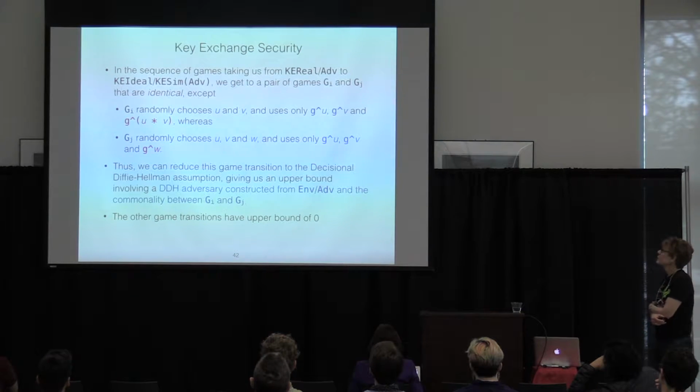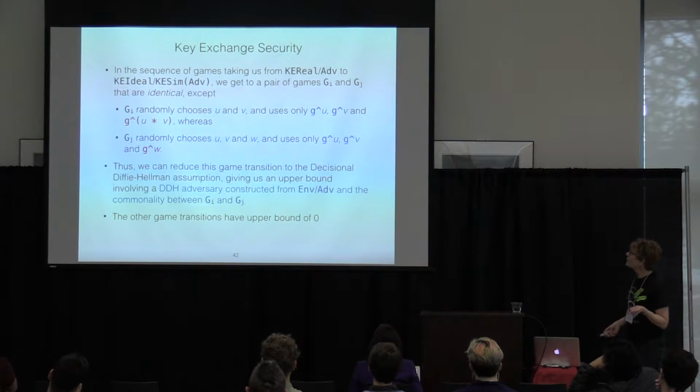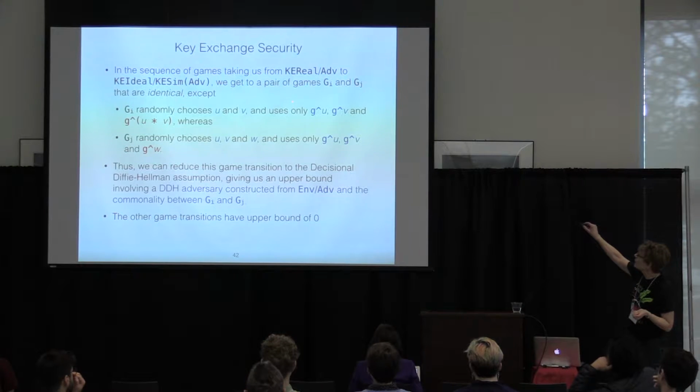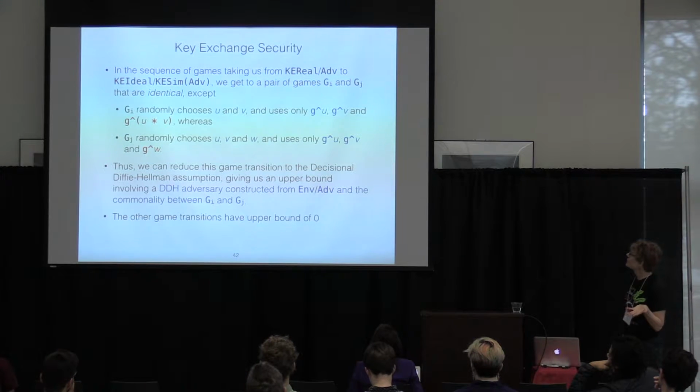In the proof, it's a sequence of games where we start at the real side, we want to end up at the ideal side, and we get to a point in sort of the middle of the sequence of games where we've got commonality, except on the left side of the gap, we're using g^u, g^v, and g^(uv). On the right side of the gap, we're using g^u, g^v, g^w, where u, v, and w are randomly chosen and only used once in exactly these circumstances. And this lets us reduce this game transition to the decisional Diffie-Hellman assumption.